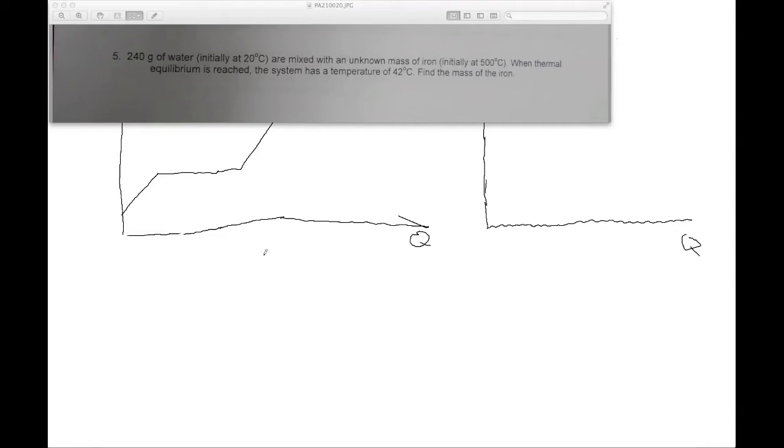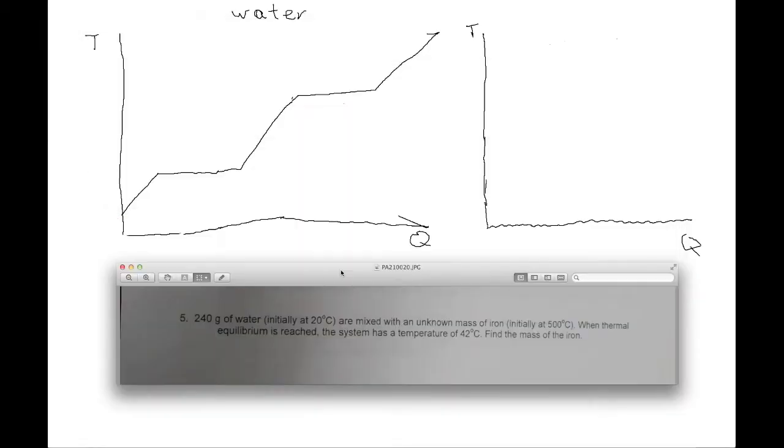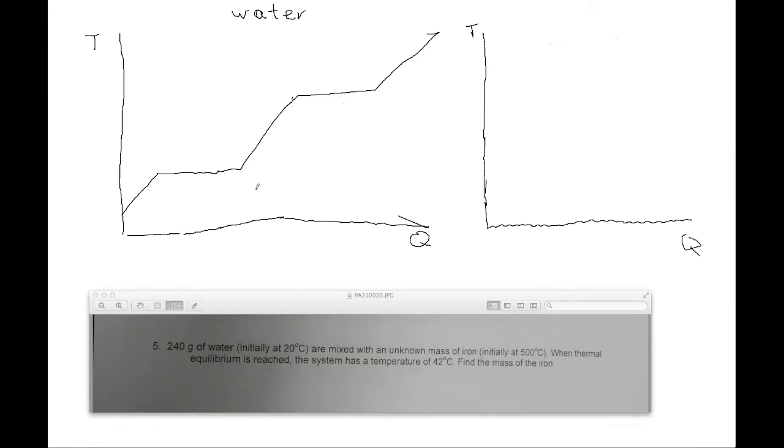Well, we know that we have 240 grams of water at 20 degrees Celsius initially, and that's in the liquid phase. That's right. Good. And then the final temperature of the system is 42 degrees Celsius. And then the iron is initially at 500 degrees Celsius. So that needs a whole other curve. And since the initial temperatures for both of the materials are 20 and 500, 42 degrees Celsius is in between that. That makes sense. Good. So now we need to find the mass of the iron.